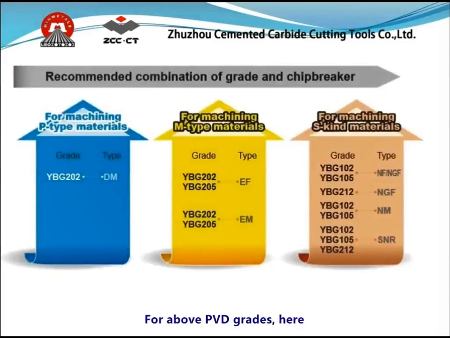For the above PVD grades, here we recommend the following chip breakers for combination. YBG 202 combined with DM for P material finishing to semi-finishing applications. Also, YBG 202 and YBG 205 combined with EM or EF could separately be adopted on finishing to semi-finishing or fine finishing to extra finishing applications for M materials.